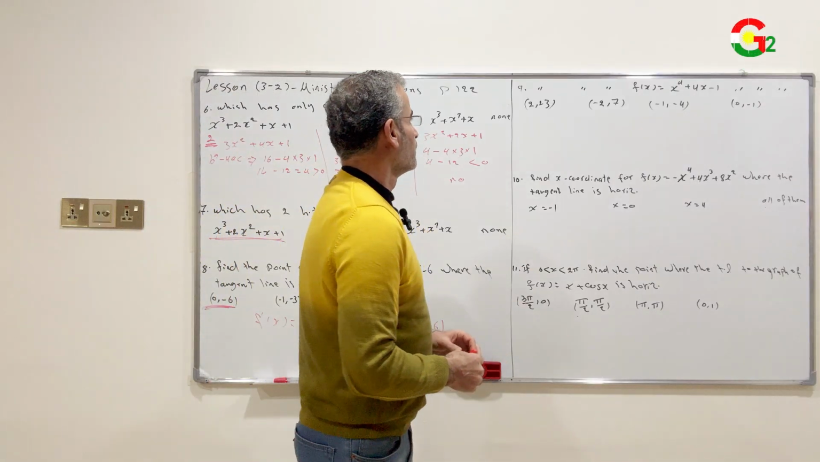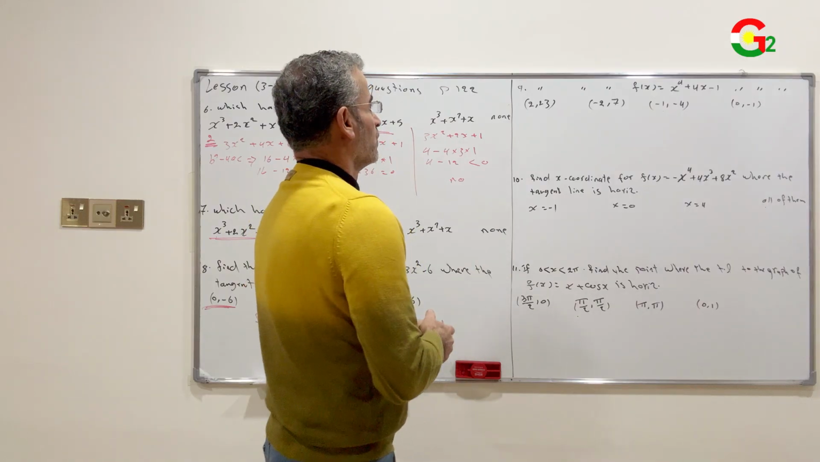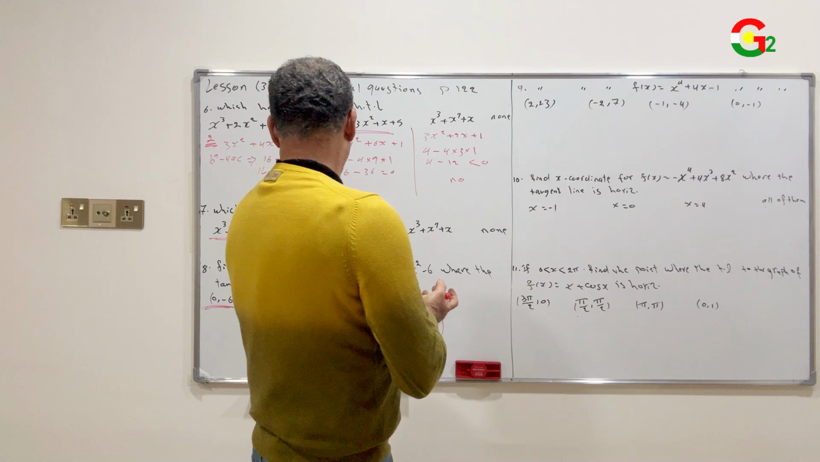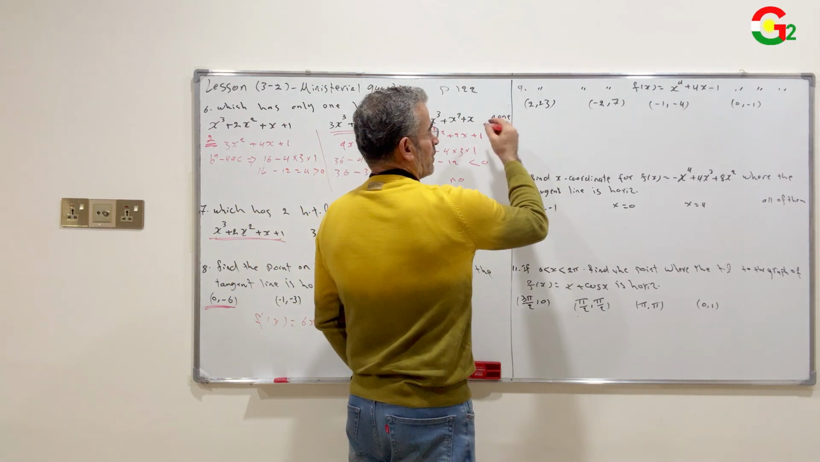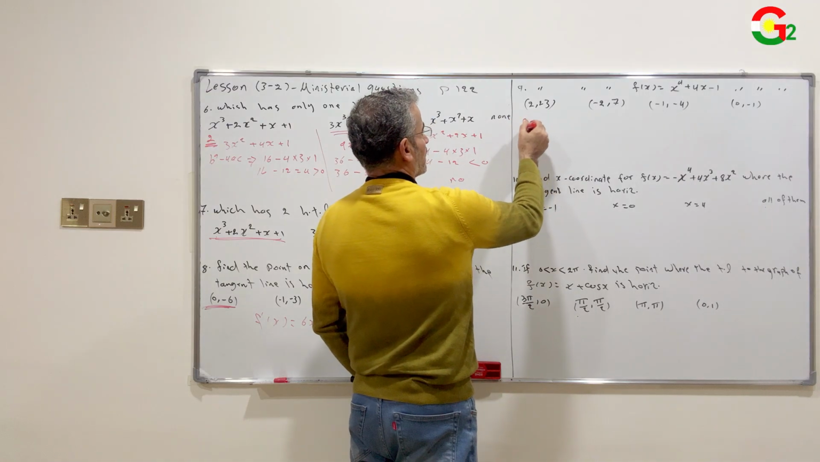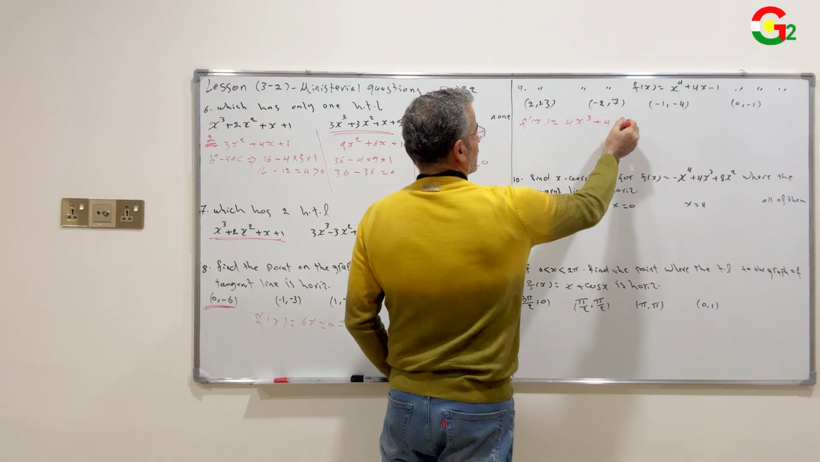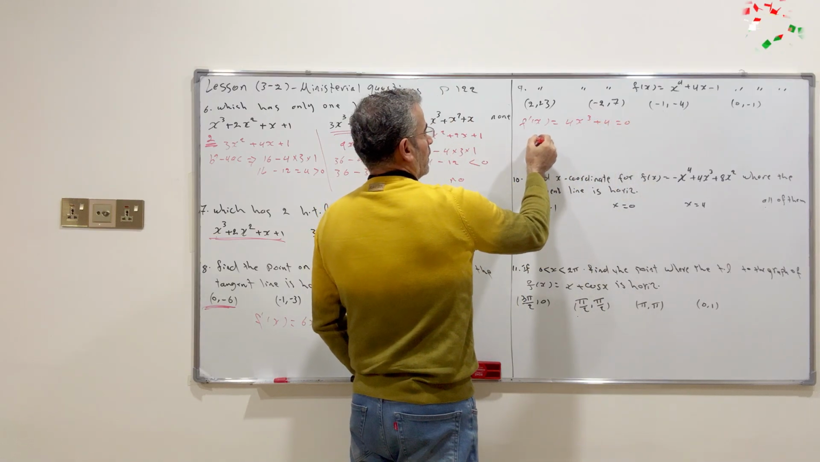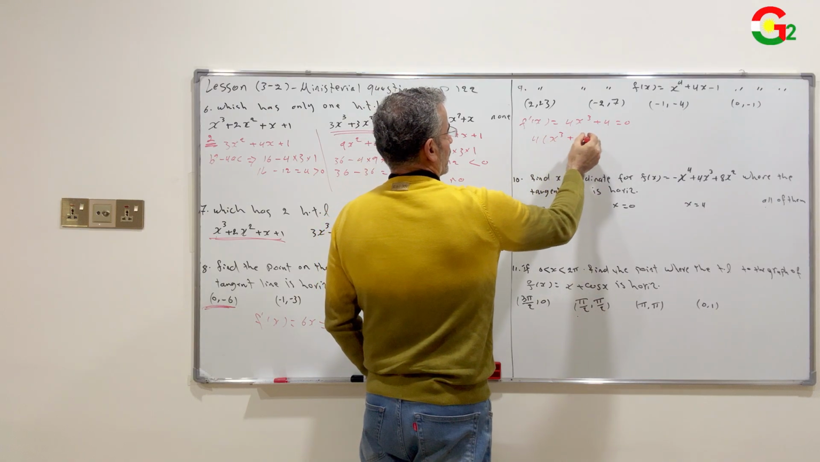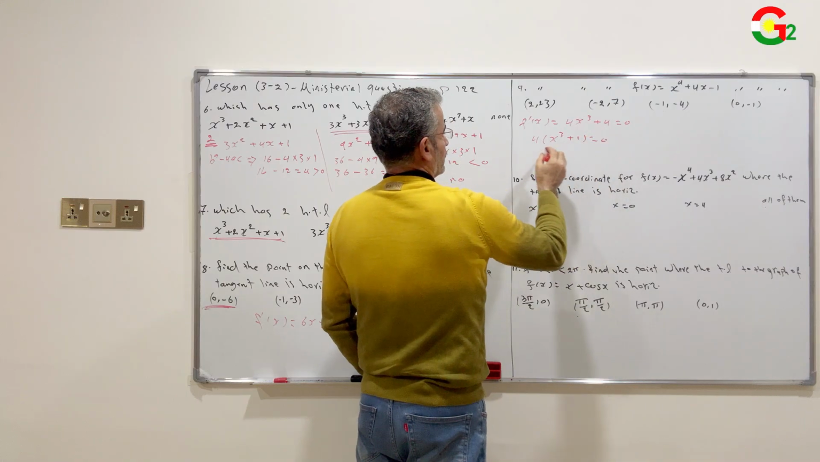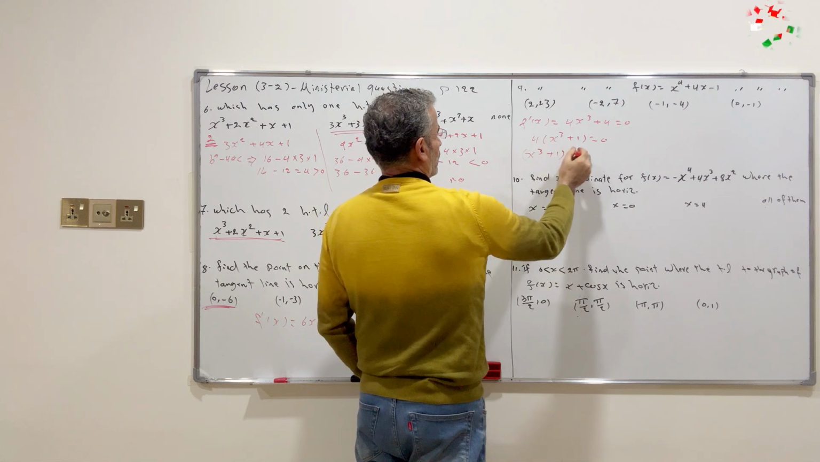Question number 9. Find the point on the graph of f of x equals x power 4 plus 4x minus 1 where the tangent line is horizontal. It is the same as the previous question. Find the derivative of this function. 4x power 3 plus 4, set it equal to 0. Factorize by 4, x power 3 plus 1 equals 0. Divide by 4, x power 3 plus 1 equals 0.